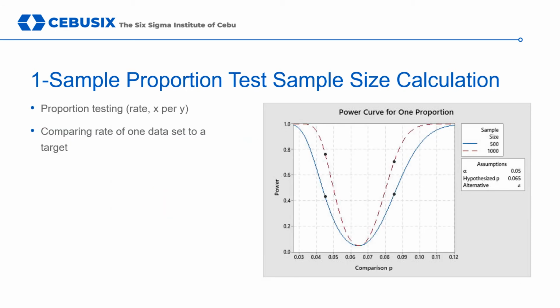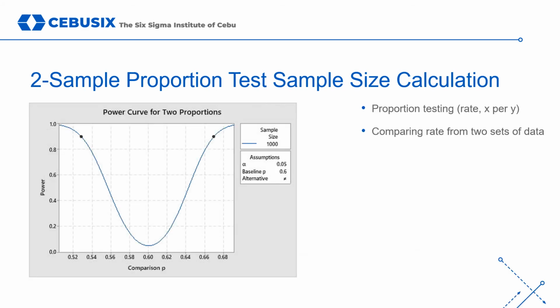In order to determine the sample size for the one-sample proportion test, as was the case with the previous test, it is best that this is done using Minitab or any one of the many other statistical analysis software that's available out there today, as it uses a very complicated formula compared to the t and z tests. The one sample proportion test is for testing proportions, the rate of x per y, and is used to compare the rate of one dataset against a target.